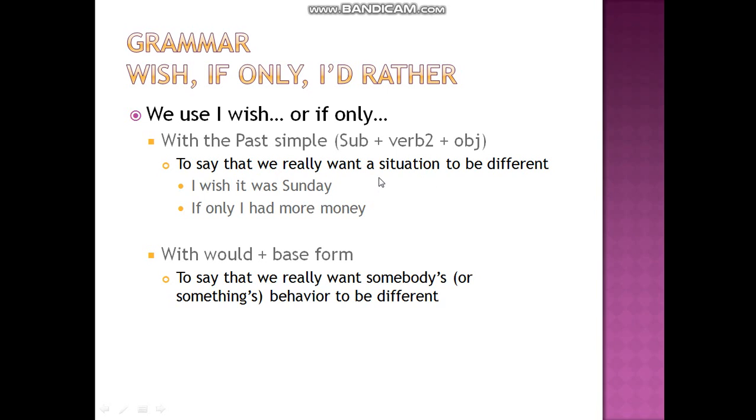So we use it when we really want a situation to be different. This is the phrase: I wish, subject, our verb to be in the past, and our object. Good? If only works the same way. I is our subject. Had is our verb 2 of have. More money is our object, or our complement.